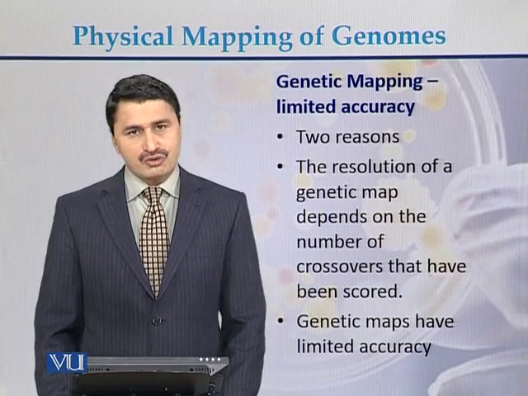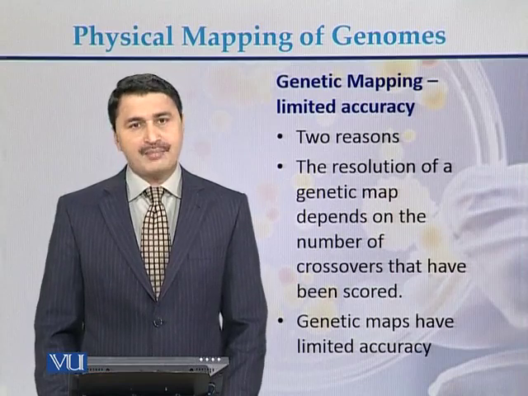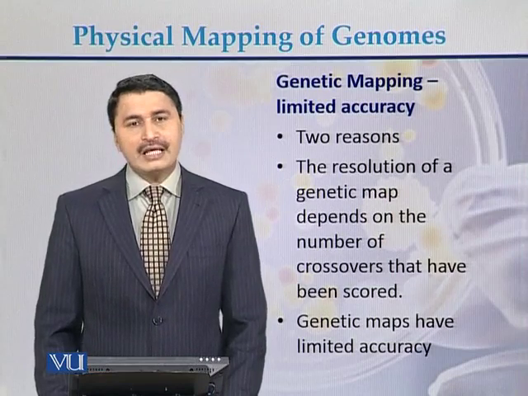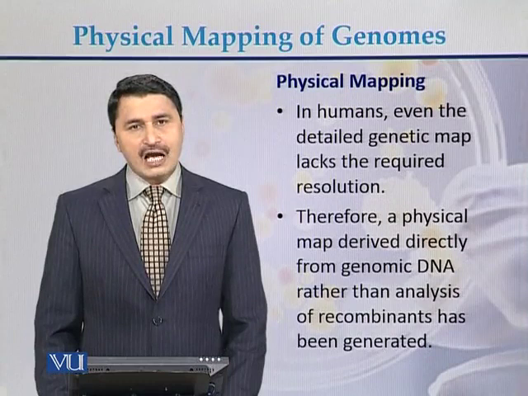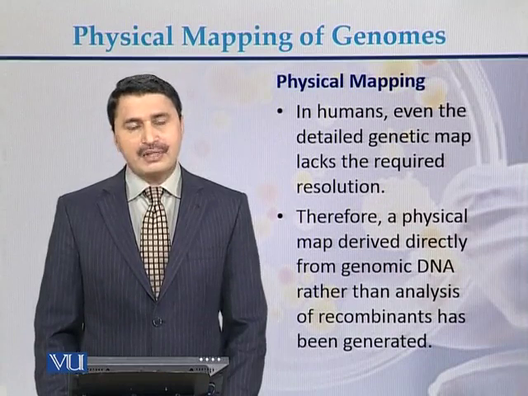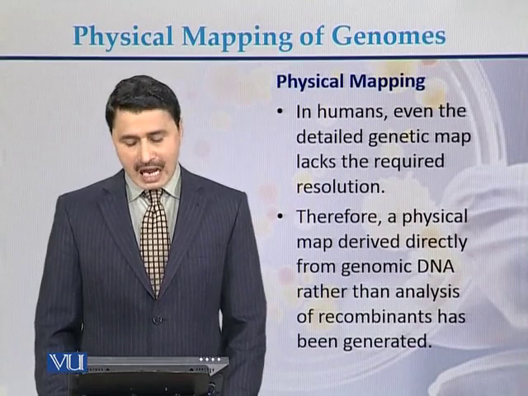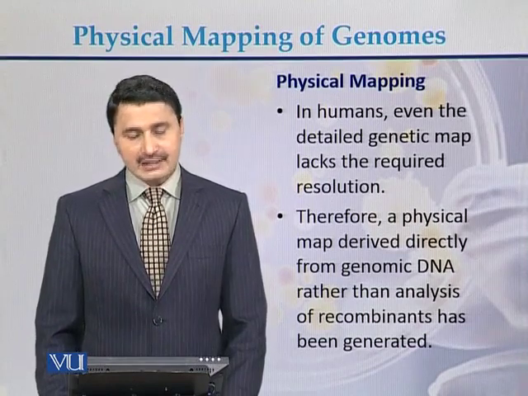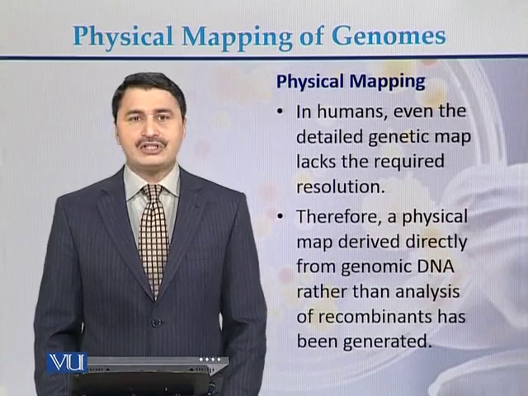One is that the resolution of a genetic map depends on the number of crossovers that have been observed. In addition to this, genetic maps have limited accuracy. So we perform the physical map, like in humans, where even the detailed genetic map lacks the required information. So we have to perform the physical map for the complete information of the genome in humans. Therefore, a physical map derived directly from the genomic DNA sequence rather than from recombinations has been generated.